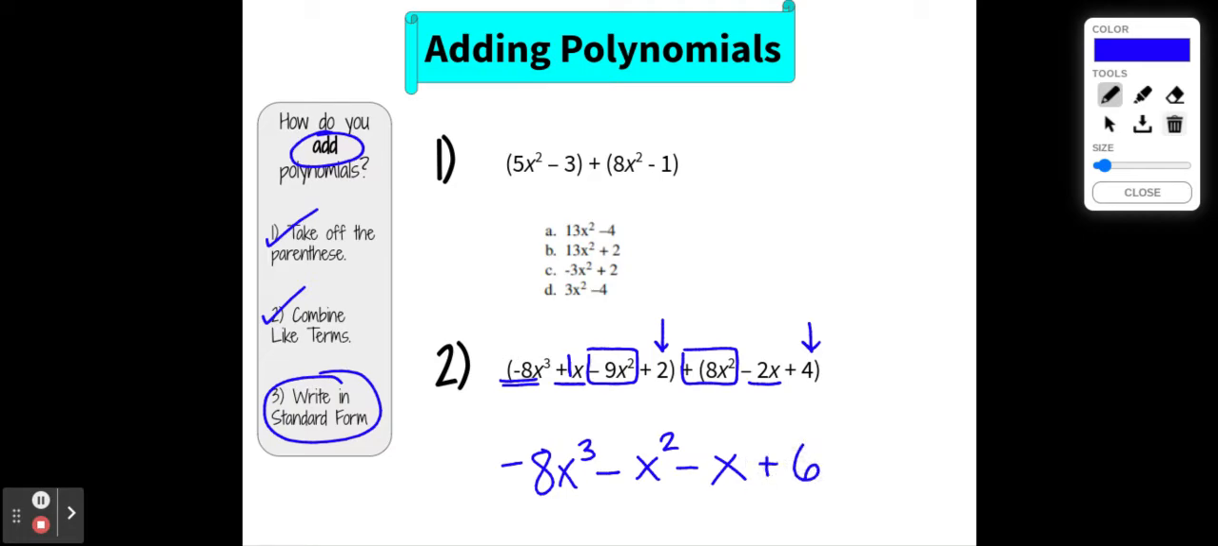So we end up with a cubic polynomial because we've got the highest degree as the third power, and polynomial, we have many terms here. There's more than 3. So this would be what I would end up getting if I were to add those two polynomials together. So we took a polynomial and we added it to a trinomial, right? And because of combining like terms, we were able to end up with a polynomial. So this is how you add polynomials. You're just taking off the parentheses, combining like terms, and then writing your final answer in standard form.